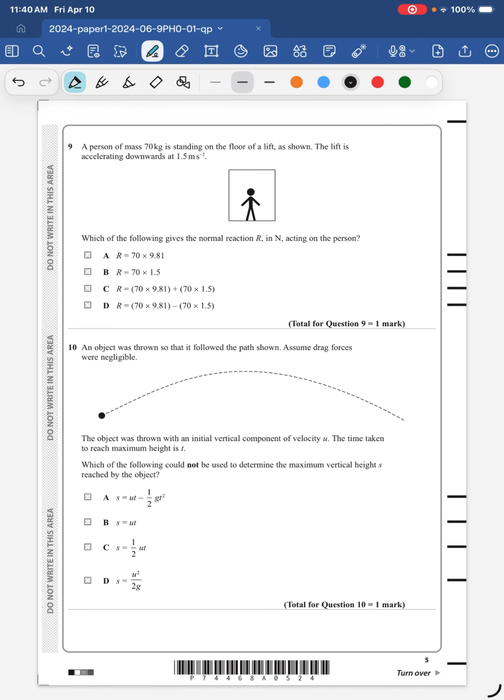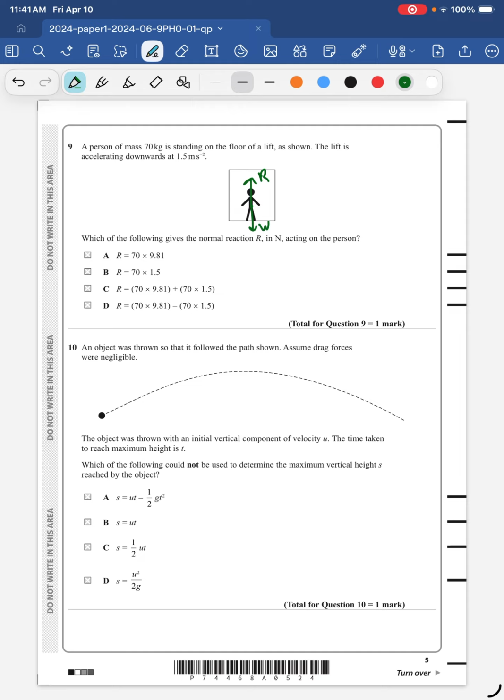Okay, moving on. Question 9. A person of mass 70 kilograms is standing on the floor of a lift as shown. The lift is accelerating downwards at 1.5 meters per second squared. Which of the following gives the normal reaction R in newtons acting on the person? Okay, so the equation of motion in this case is, first, let's go to the free body diagram. How many forces are exerted on the person? 2. The reaction force, R, and the weight.